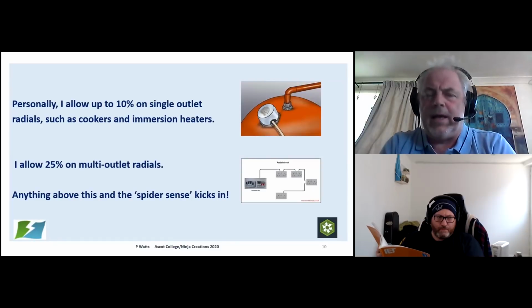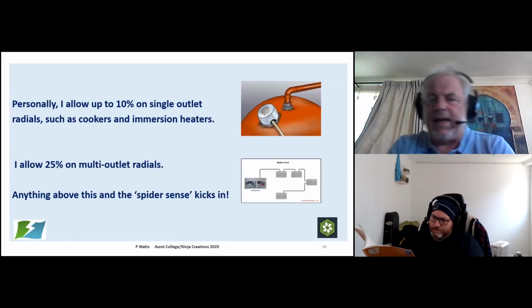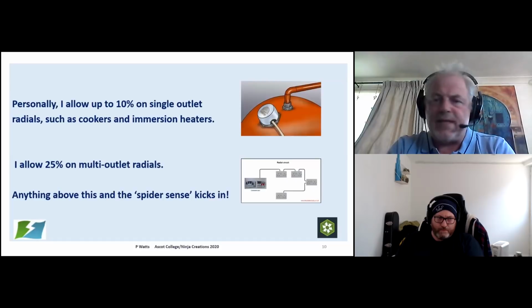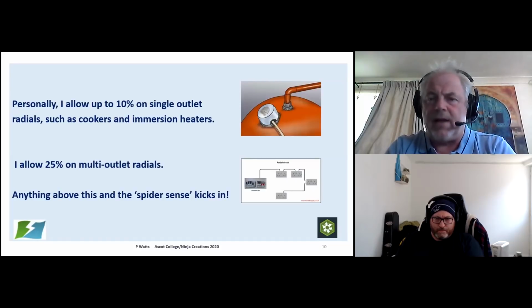To me, if I've got a single outlet like an immersion heater or a cooker, so I've got a continuous piece of cable, I would be looking for a value within 10% of my calculated value. If I get within 10%, I'm happy.